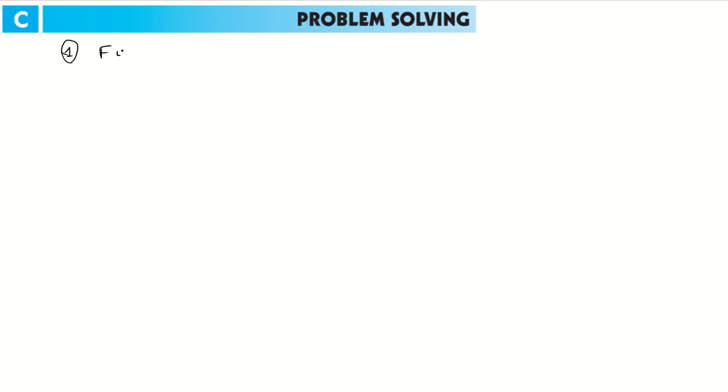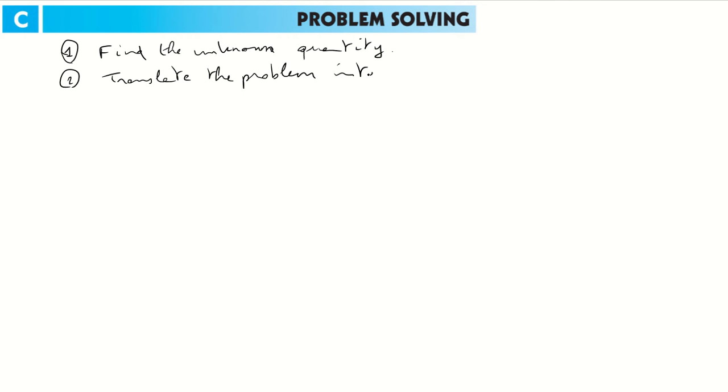So find the unknown parameter or quantity. The second step, translate the problem into an equation.